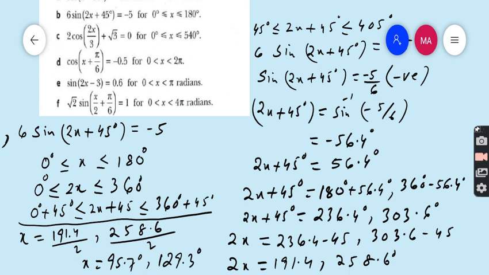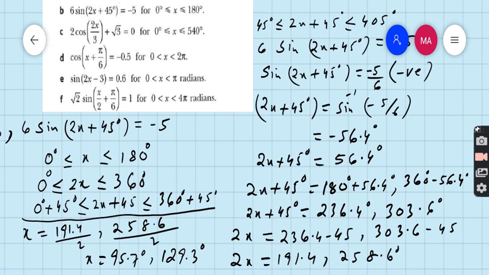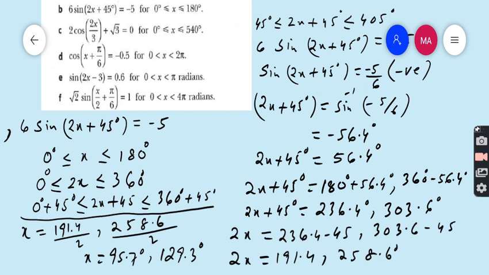and these two angles are lying in the given domain of the question, that is from 0 to 180 degrees. So the final answer must be lying in the given domain. I hope you are understanding how to do these parts, very important parts from the examination point of view. So our final answer is 95.7 and 129.3. Hope you understand. Come to part C.